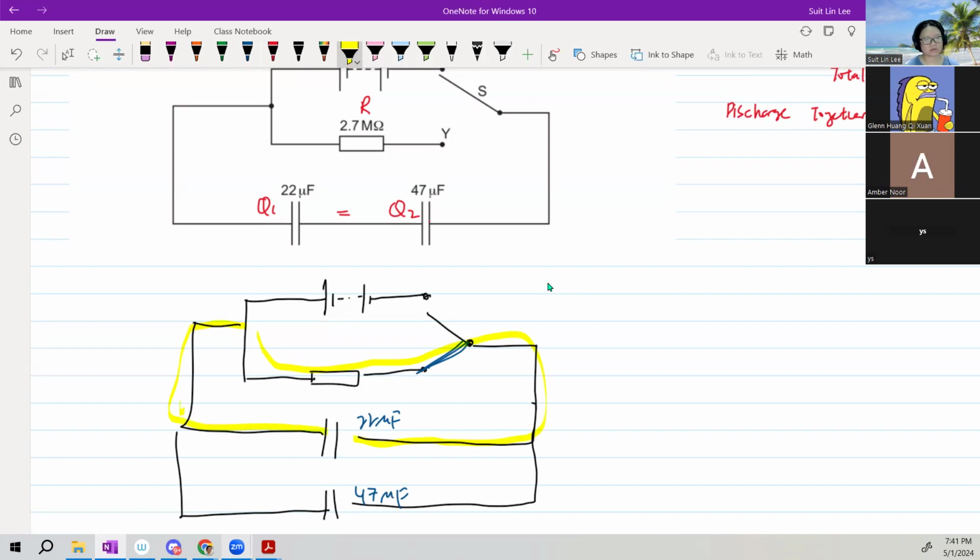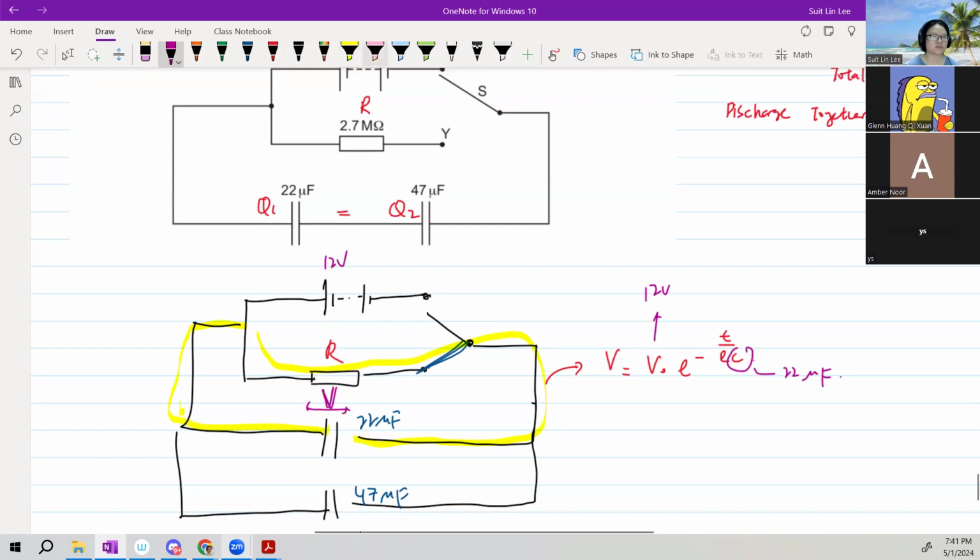So this is R. For this 22 discharge cycle, V will be V naught e to the negative t over RC. Because of how it was charged in the first place, V naught is 12 volt. This C is your 22 microfarad, and this V is whatever V this is.